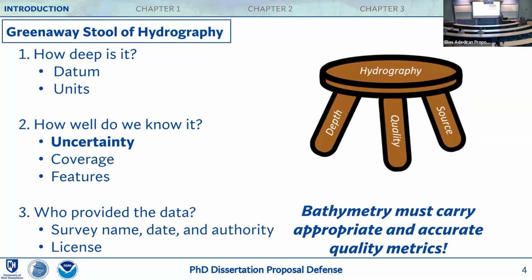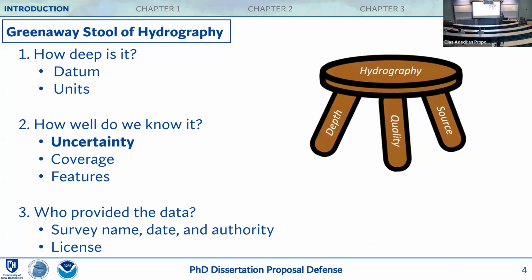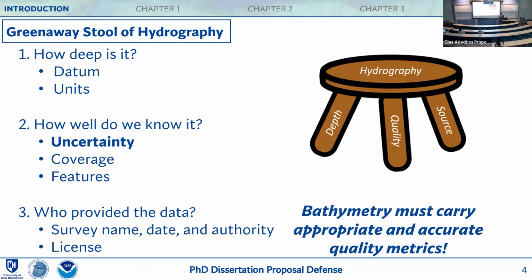So my work is actually focusing on how well do we know it, which is the second leg of the tool, in terms of the quality. But I want to emphasize here that it is only addressing the uncertainty part of that quality, but we are not addressing feature detection or coverage. So what I'm saying in essence is that bathymetry must carry appropriate and accurate quality metrics.